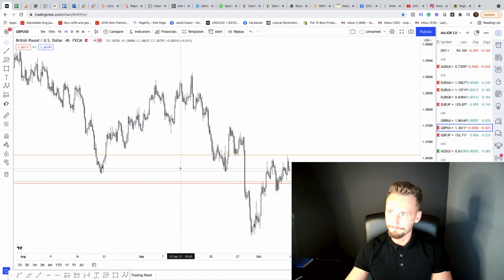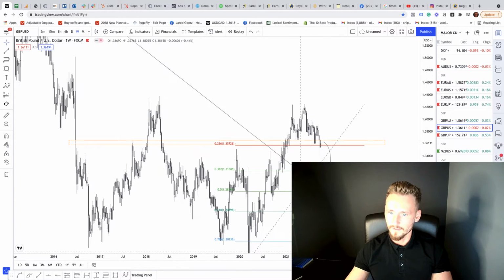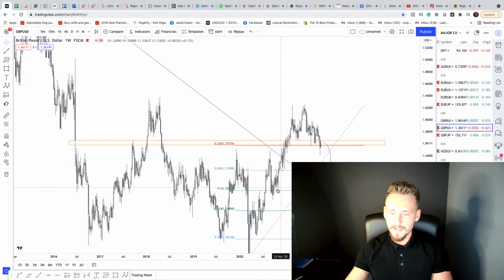So GBPUSD, interesting. So let's go to the weekly to get a good understanding of what's going on. Now, we had broken out of this bearish trend, okay? So we've broken out, we've created a new bullish structure, you know, higher highs, higher lows, higher highs. Really struggled to break this high here, and now we're coming back down in the area of support.